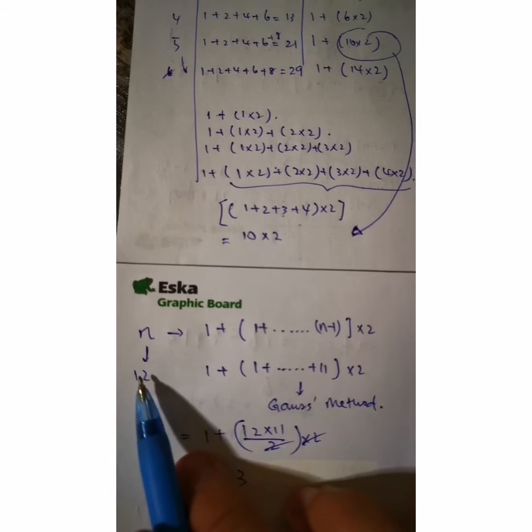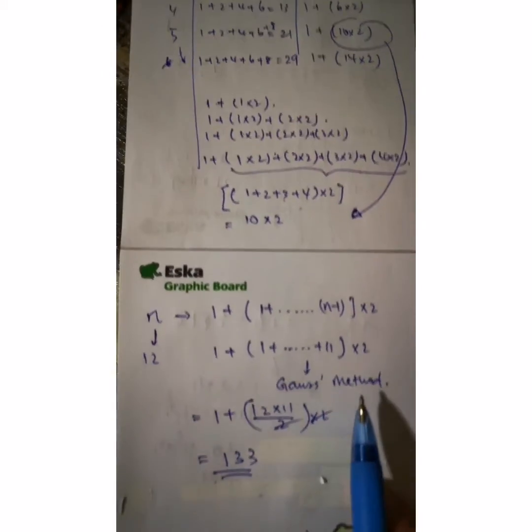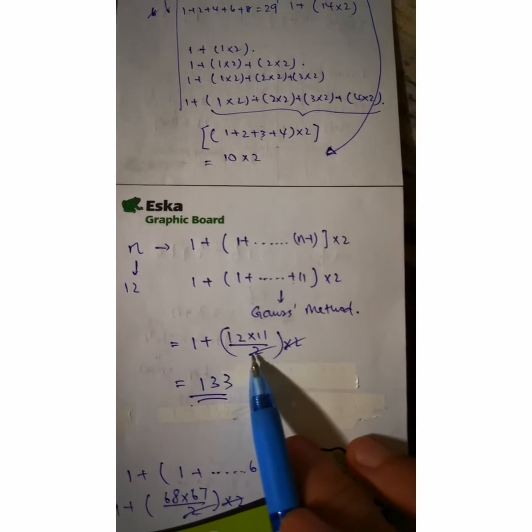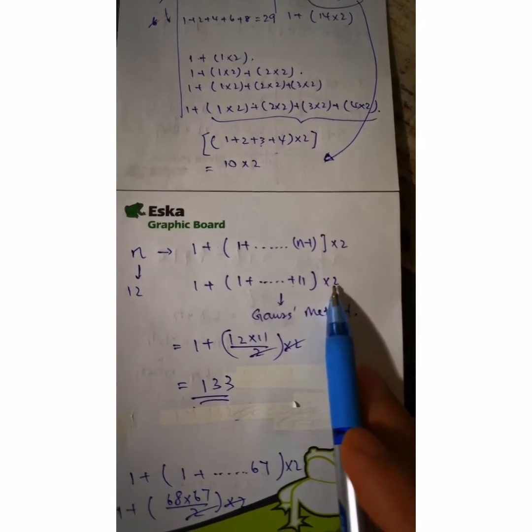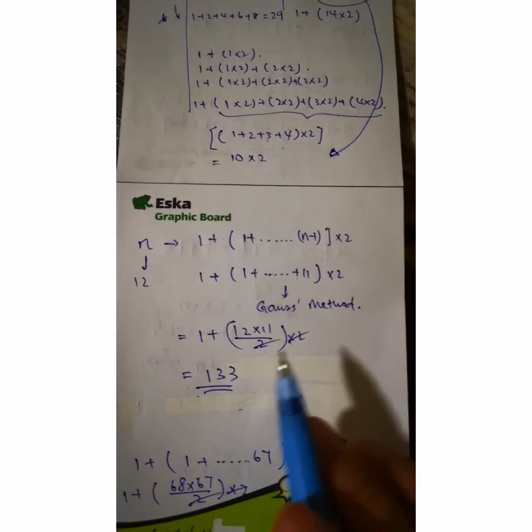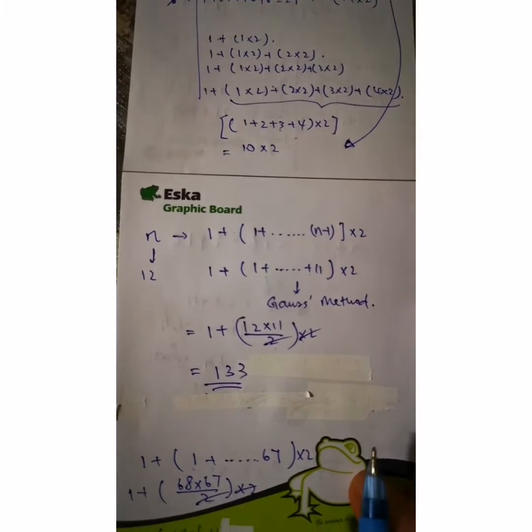So the formula will become 1 plus this bracket, all the way to n minus 1. If n is 12, then this one will become 11. So we use the Gauss method for this: 12 times 11 divided by 2. But since I have times 2 outside, I cancel this one, and then I plus 1. So the answer for part A will be 133.